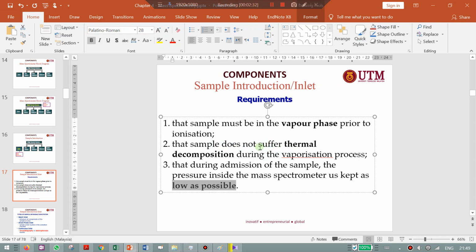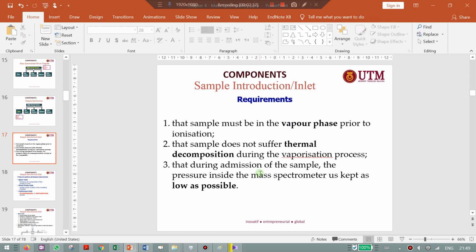So let's say for example we use the batch inlet system or direct inlet system, we will go into that later on, or we use the GC inlet system that requires heating of your sample. That will be a problem for a compound that suffers from thermal decomposition. It means that before it reaches the ionization chamber, it's already decomposed. So whatever is detected at the detector will not represent your true compound. That's the problem for the thermally labile compound.